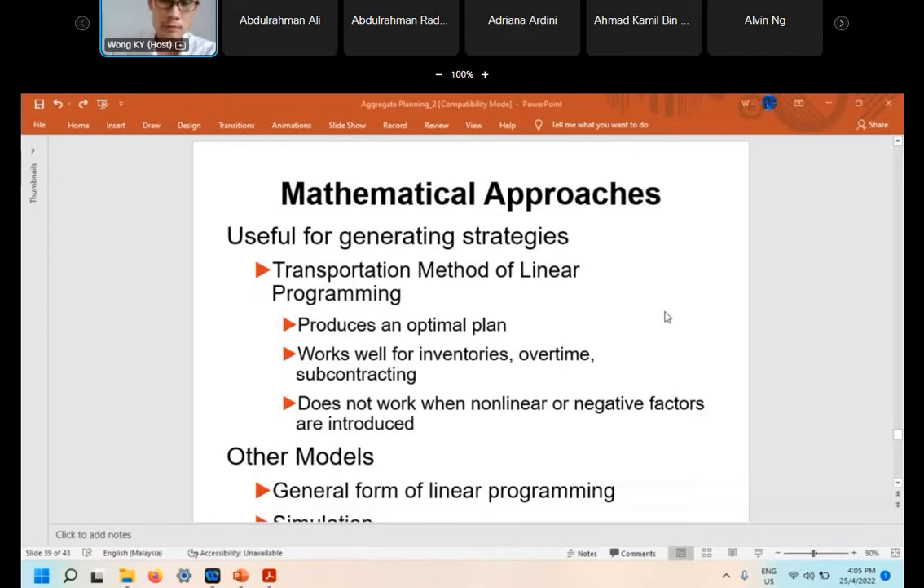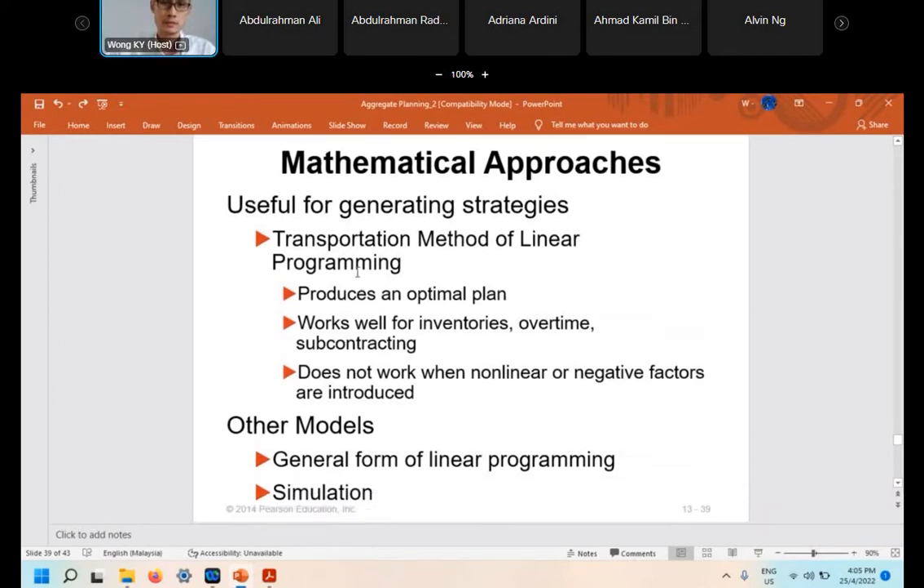You will learn linear programming next semester under a course called Operation Research. This course is normally taught by me. If not me, then it will be Dr. Syed Ahmad Helmi. So the transportation method can be used to solve aggregate production planning.